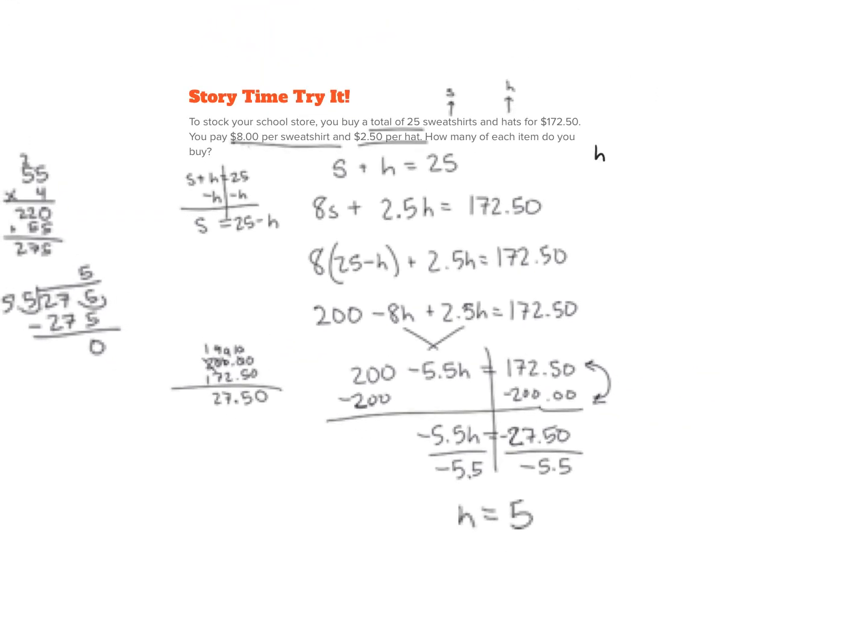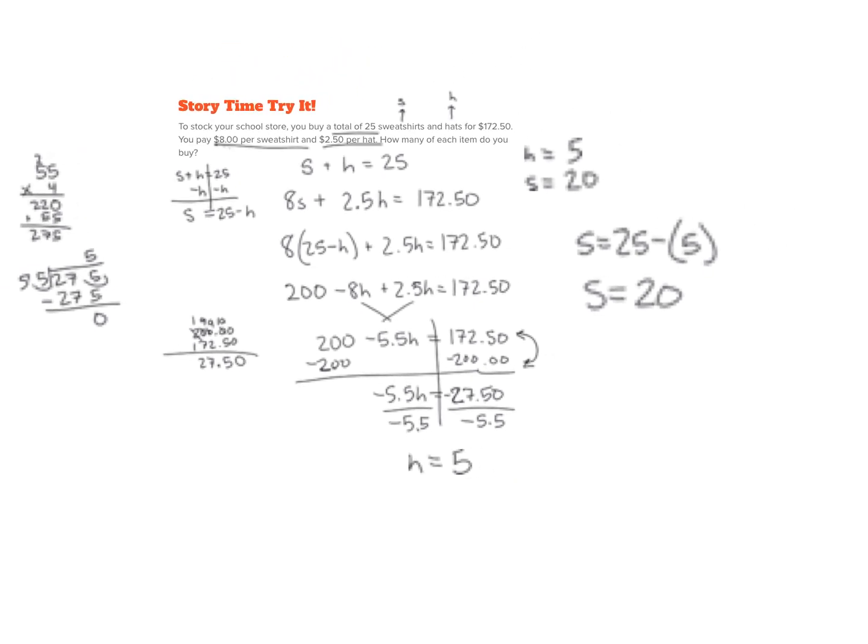Okay, so my H is equal to 5, and now I just need to figure out how many sweatshirts I bought. Well, let's put H equals 5 back up into here. S is equal to 25 minus, in this case, 5. 25 minus 5 is S is equal to 20, meaning I bought 20 sweatshirts and 5 hats.